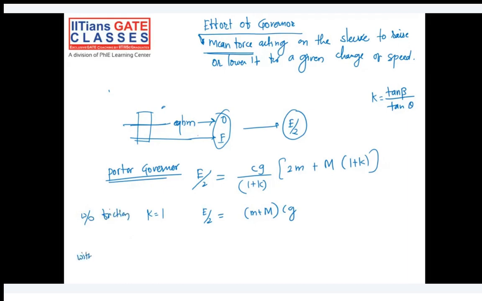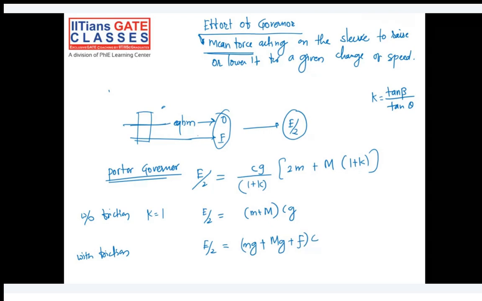And with friction, E by 2 equals (mg plus Mg plus the frictional force) into C. This is the frictional force into C. Okay, we know this, and so this is for the Porter governor.